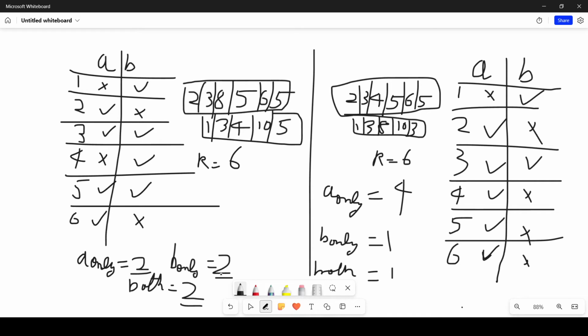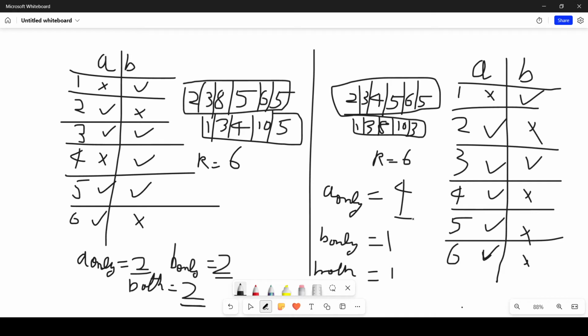So in what case will this not be possible? That is, in what case will we not be able to split the common integers such that we get exactly k/2 from each? Well, if there are more than k/2 elements which are only in a, or more than k/2 integers which are only in b, then it won't be possible, right? So that's what happens here.